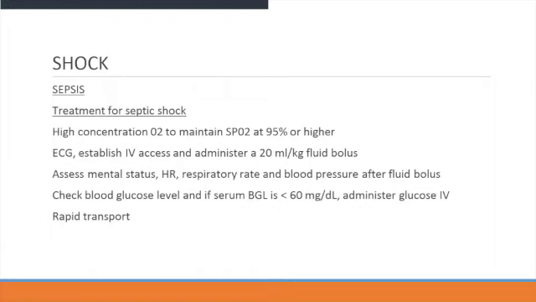Check blood glucose level. If serum BGL is less than 60, administer glucose IV and rapid transport. A lot of times when patients are suffering from an infection, initially you may see an increase in blood sugar. Non-diabetics, you may see it go up to 130, 140, 150. Diabetics, it may increase to 200 to 250 if it was one that was well controlled.